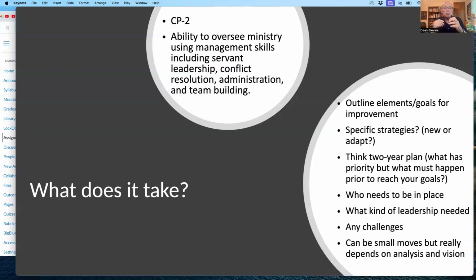That way, you are walking me and other readers through how you would envision change in a congregation over a 3-year period. Then the questions are: who needs to be in place? What kind of leadership is needed? Do you anticipate challenges? I mean, that's that conflict resolution question. Are you going to have pushback in that church?